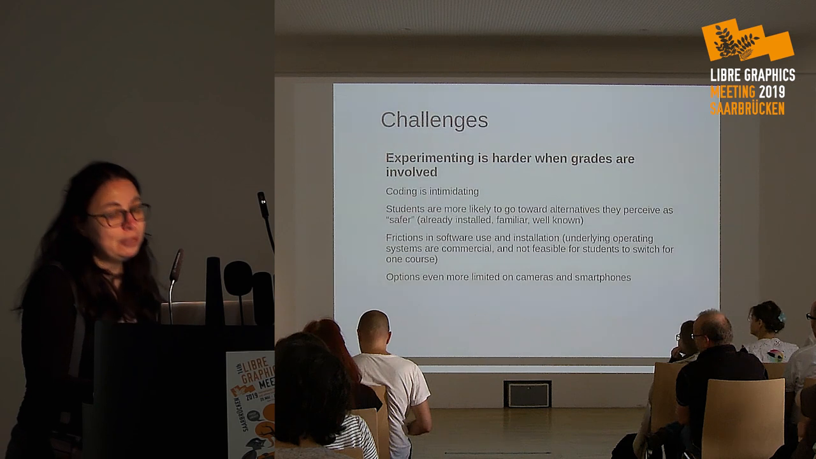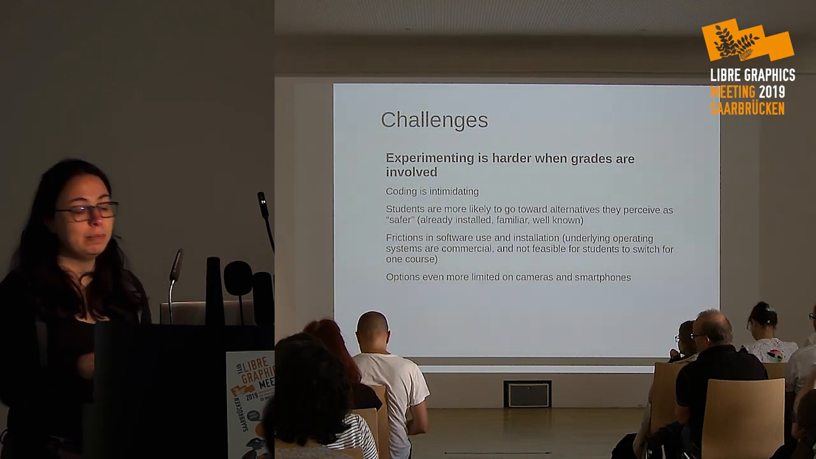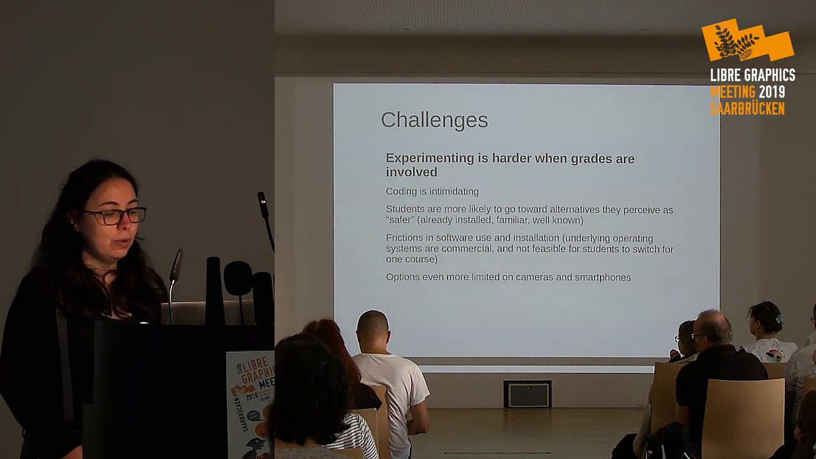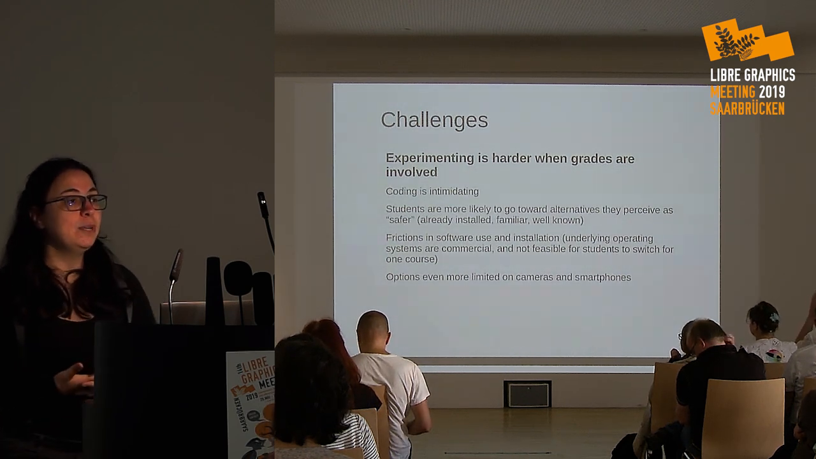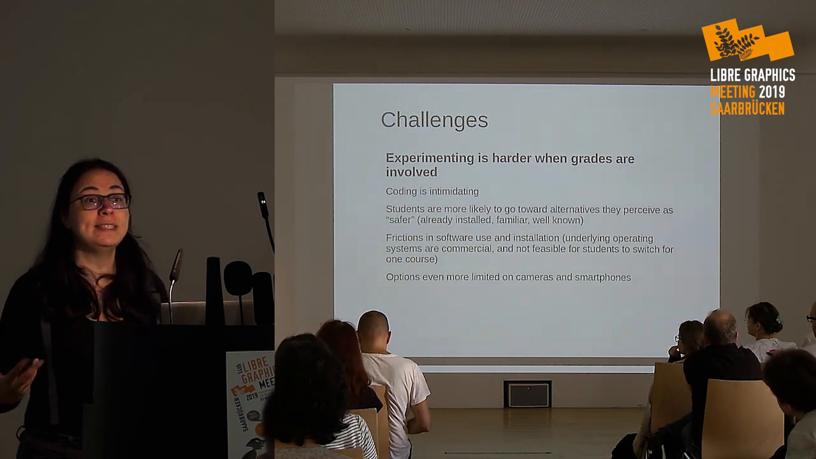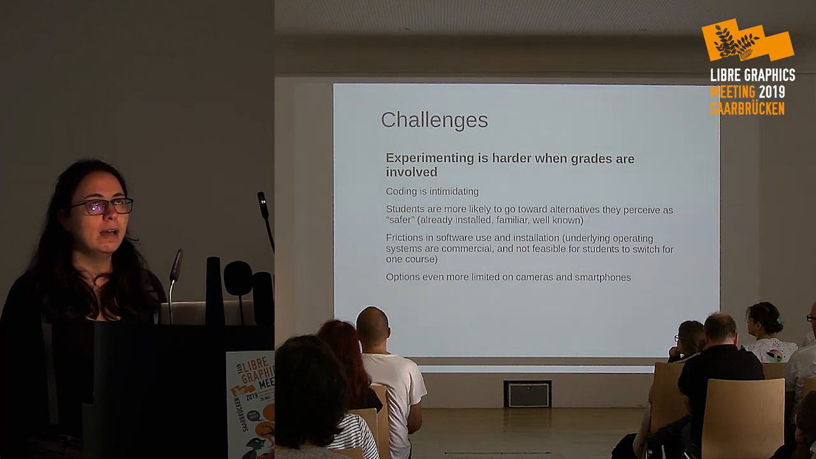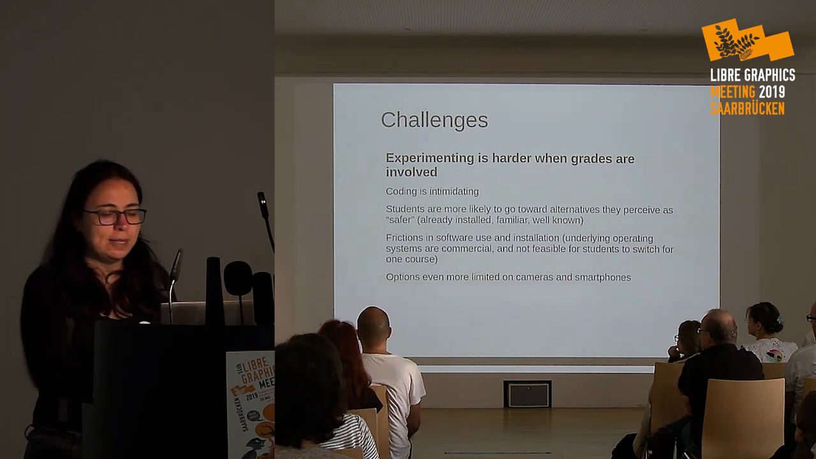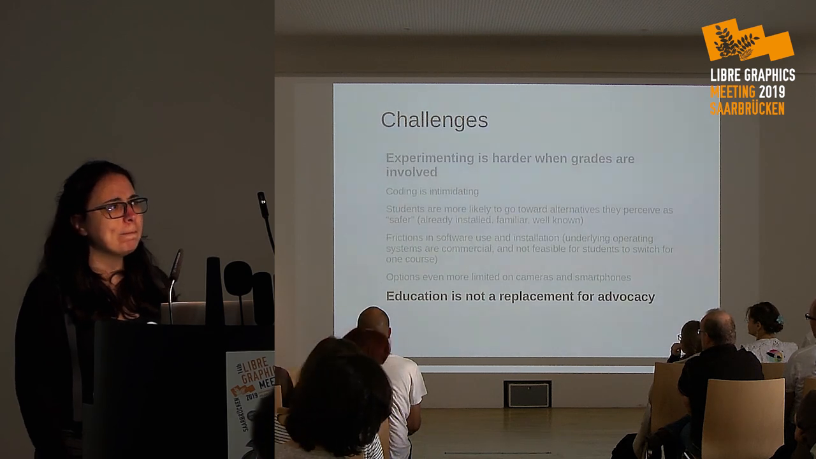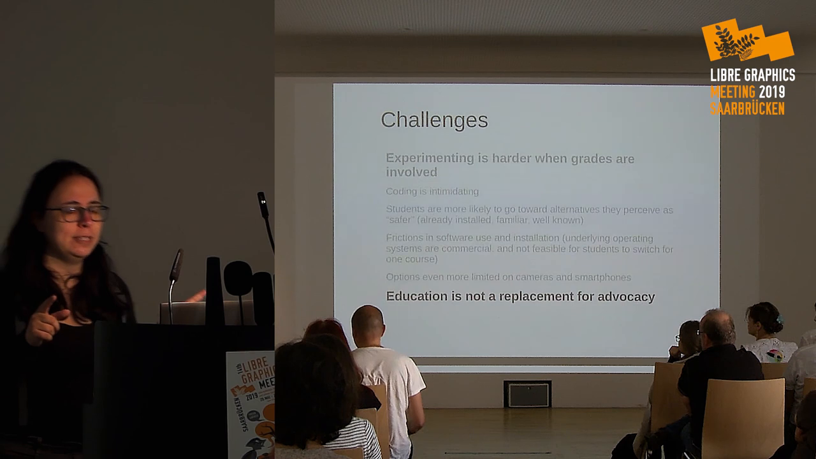Friction in software use and installation. Underlying systems are often Windows and Mac, which poses an increasing number of problems. And options are even more limited on cameras and smartphones, and this is a very serious problem because I had one student who refused to use his desktop altogether. He was like, I want to do all editing on my phone. I was at first very surprised, and then it was just like, okay, 10 years from now, this is going to be half of the classroom. We need to think about this.